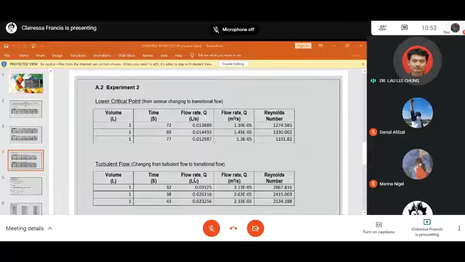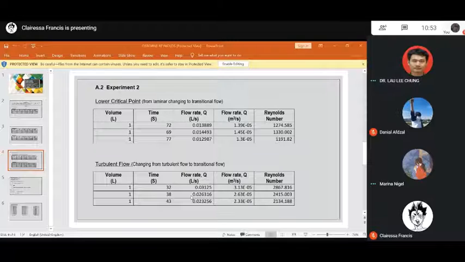Okay, Marina, you have the answer already? Others can help? Not yet, sir. What's my question just now? The purpose of experiment 2, right? Anyone can answer for her? What is the purpose of experiment 2?